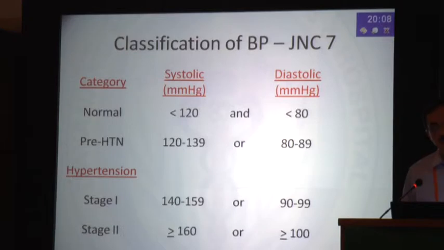JNC 7 classified BP into normal, pre-hypertension, stage 1 and stage 2. A normal pressure of less than 120 systolic and less than 80 diastolic. 120 to 139 was termed as pre-hypertension, and stage 1 and stage 2 were described between 140 to 159 and more than 160.